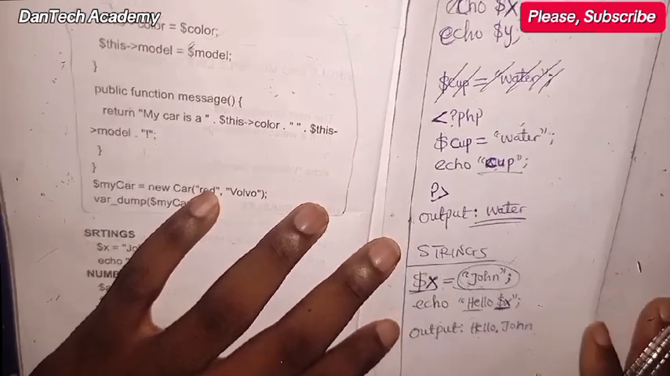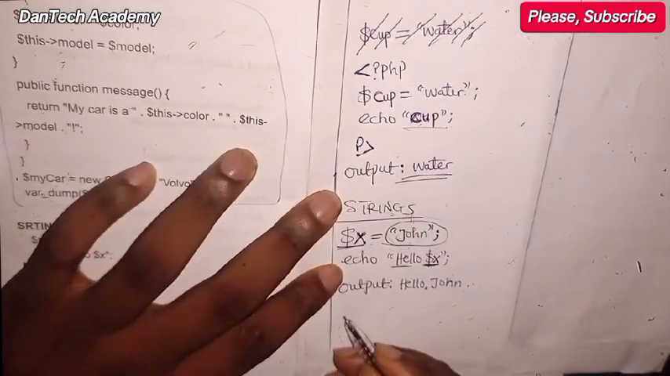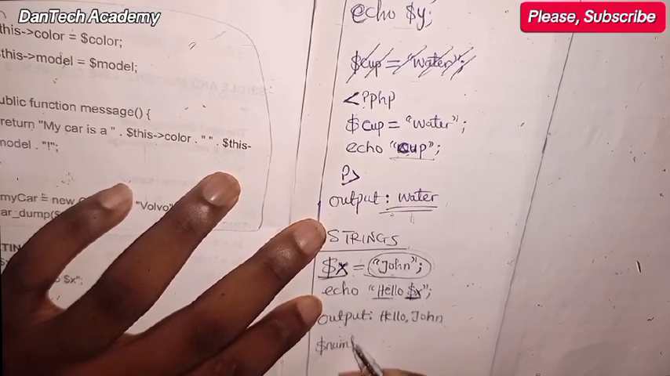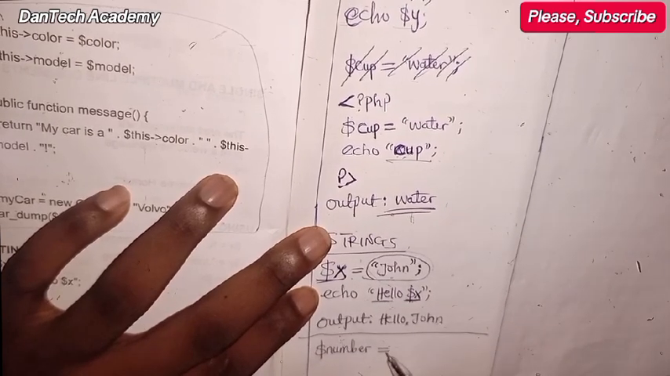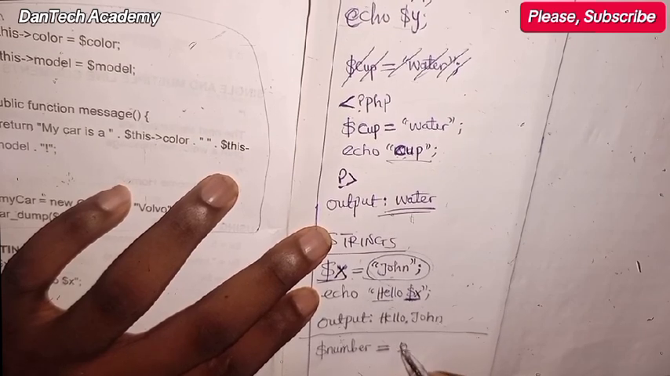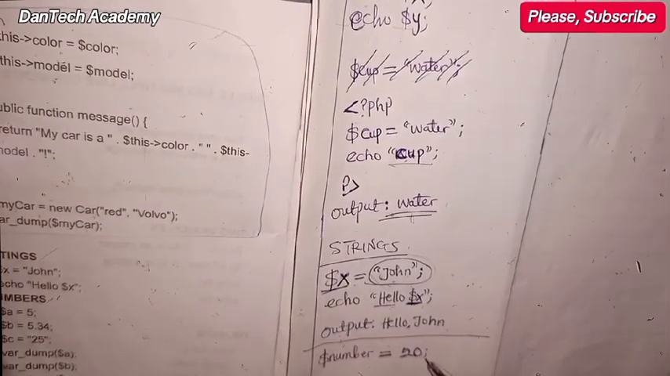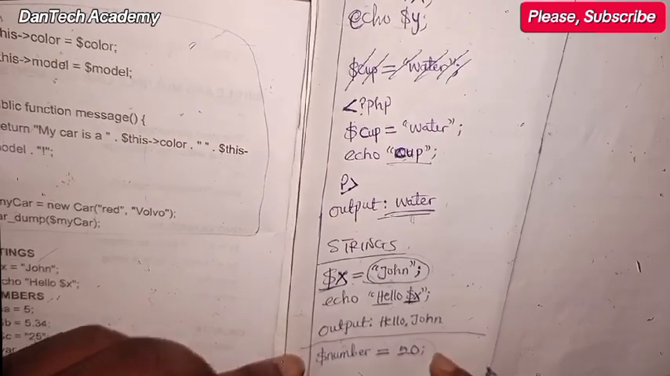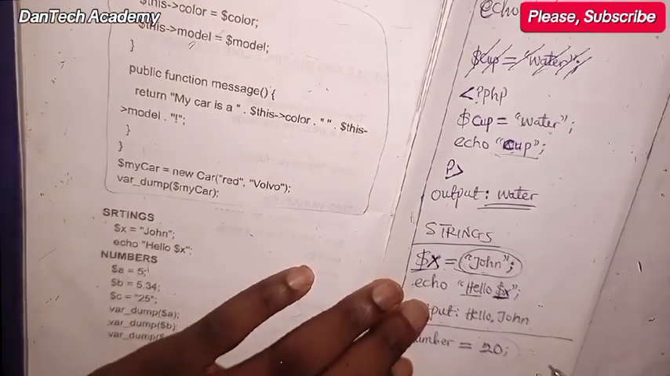Now this string can be, I used a string the other time. I could say, let's say, dollar sign number, and this is a different example now, I want to assign 20 and a semicolon. Now this 20 is a number. This type of value we call an integer.